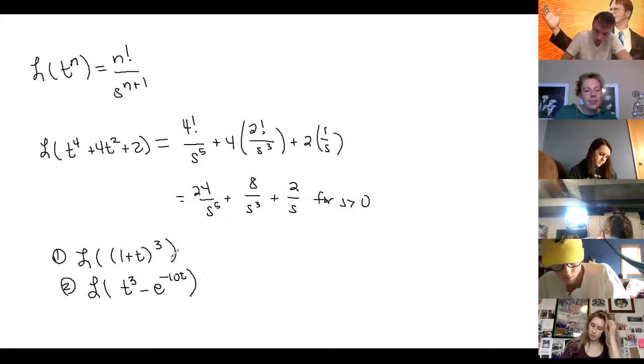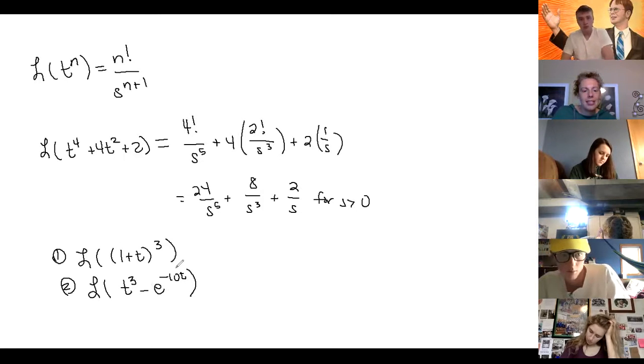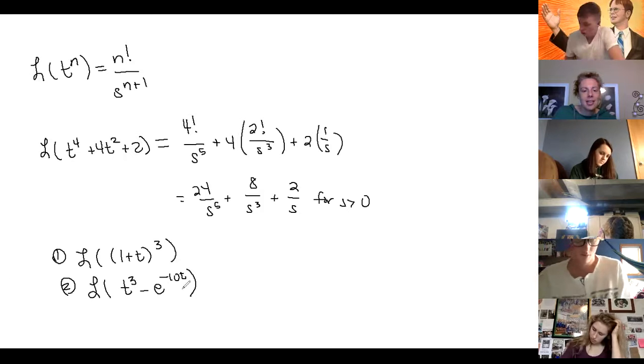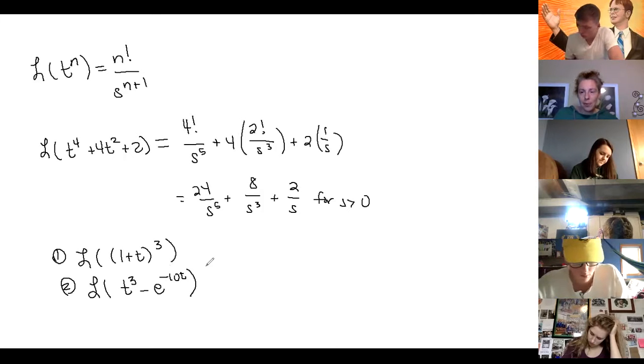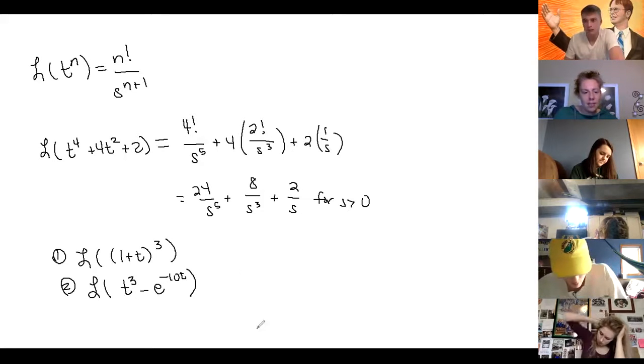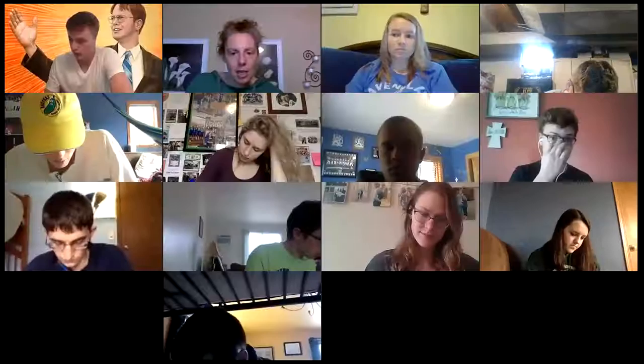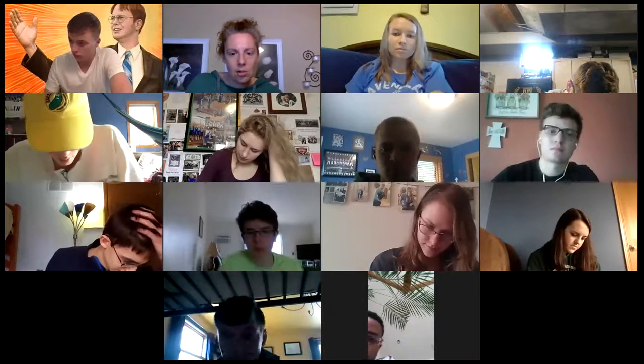Laplace transform of 1 plus t quantity cubed, and then the Laplace transform of t cubed minus e to the negative 10t. This one you're going to want your book for, or that handout that I had on Moodle, or I'm going to put you into breakout rooms so somebody can hopefully pull it up in your room. Everybody got both of those problems? Okay, I'm going to stop sharing my screen, and I am going to do breakout rooms.